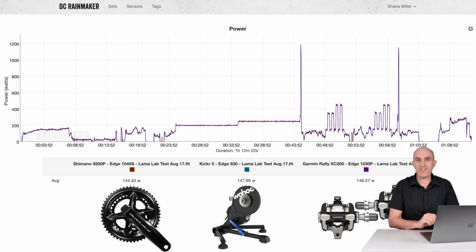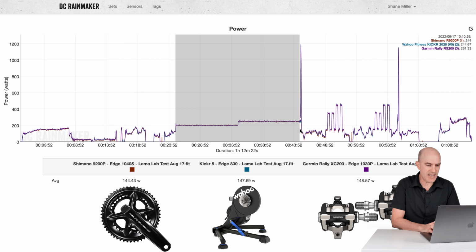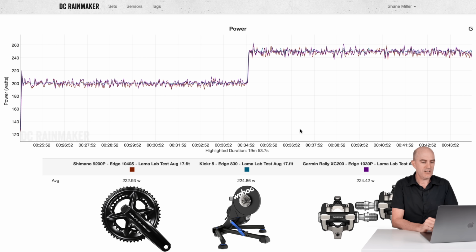On to data set number 5, where I've switched over the power meter pedals to the Garmin Rally XC200s, units which perform quite well indoors. I was pretty confident putting them up against the Shimano 9200P and again the Kicker 5 as the baseline. After the warm-up, zeros were performed on all meters and into the steady state section here. Again, just confirming what I've seen before: 222.9, 224.8, 224.42, all within spec, consistent with what I was seeing in my other indoor tests. That gets my tick of approval for the steady state section.